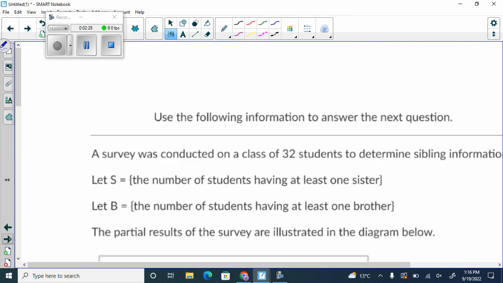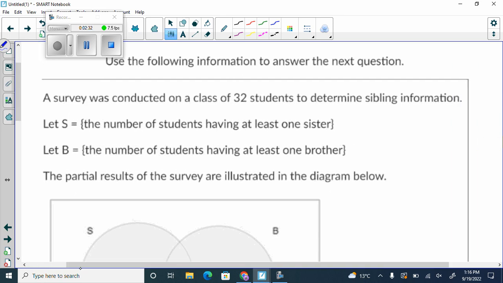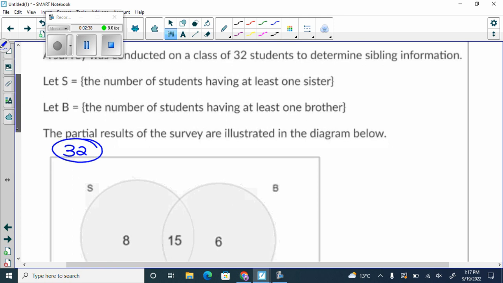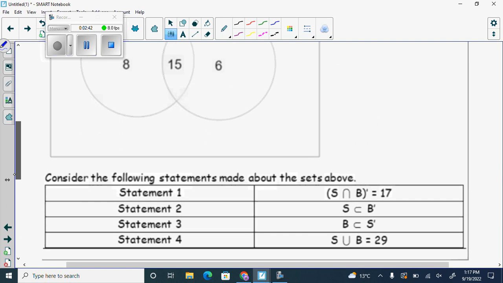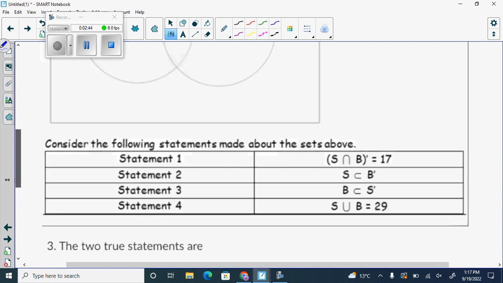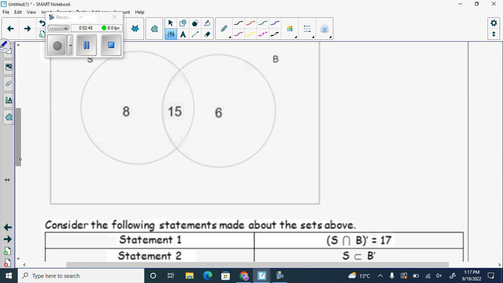Okay. Then we have this one. A survey conducted on a class of 32 students. I'm going to put 32 here to help myself out. Sibling information. S, students have at least one sister. B, students have at least one brother. The partial results are below. Consider the following statements and then the 2 true statements. So this one says S and B not. So I go to the S and B, which is the eyeball, and I count everything outside of the eyeball. Correct? That's what S and B not means.